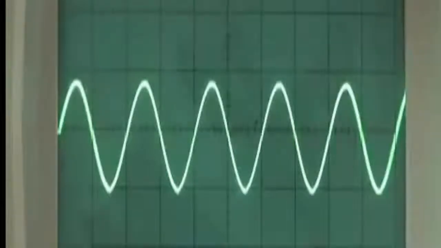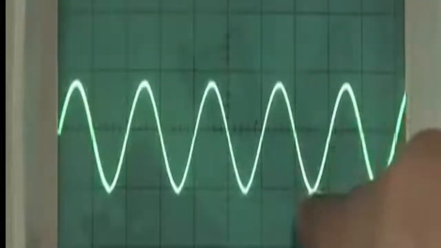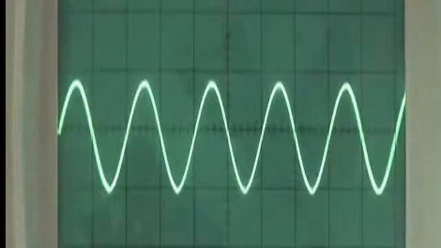So 1 into 10 to the power 3 Hz means 1 kilohertz, or you can say 1000 hertz. What we are giving is 1000 hertz. So we are giving 1000 hertz from the function generator, and we are getting a signal of frequency 1000 hertz.